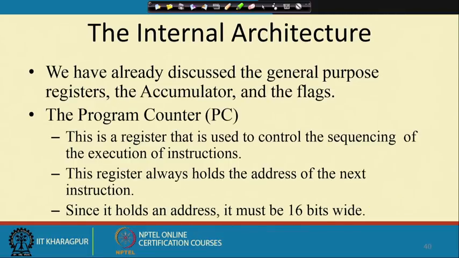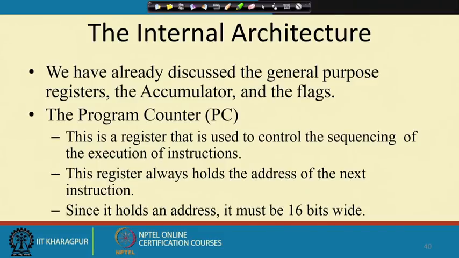If you look into the internal architecture, we have already seen the general purpose registers, the accumulator and the flags. Now, next we look into the program counter. There is a program counter register PC. This is a 16-bit register, and it is used to control the sequencing of execution of instructions. As I said, at any point of time, this program counter value tells me the address of the next instruction to be executed. It always holds the address of the next instruction, and it is auto incremented. As soon as we access the next instruction, the program counter value will be incremented, and it will point to the next address from where the fetch has to be done. Since it holds an address, this is a 16-bit register.